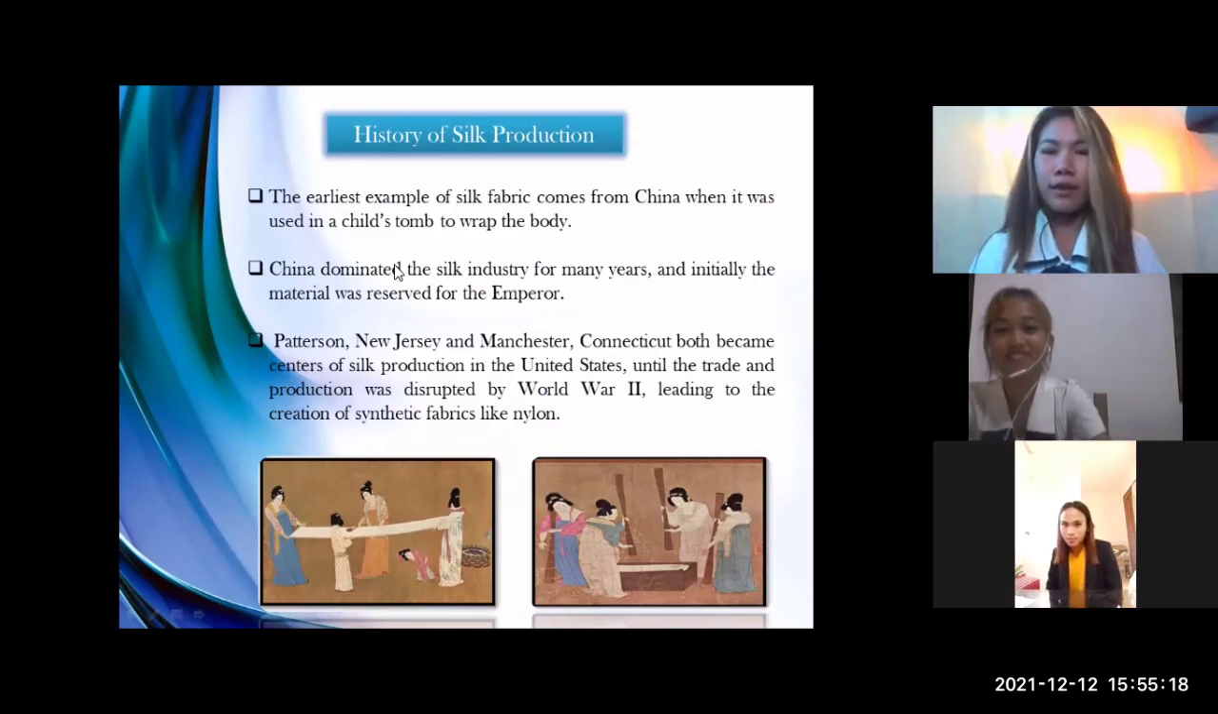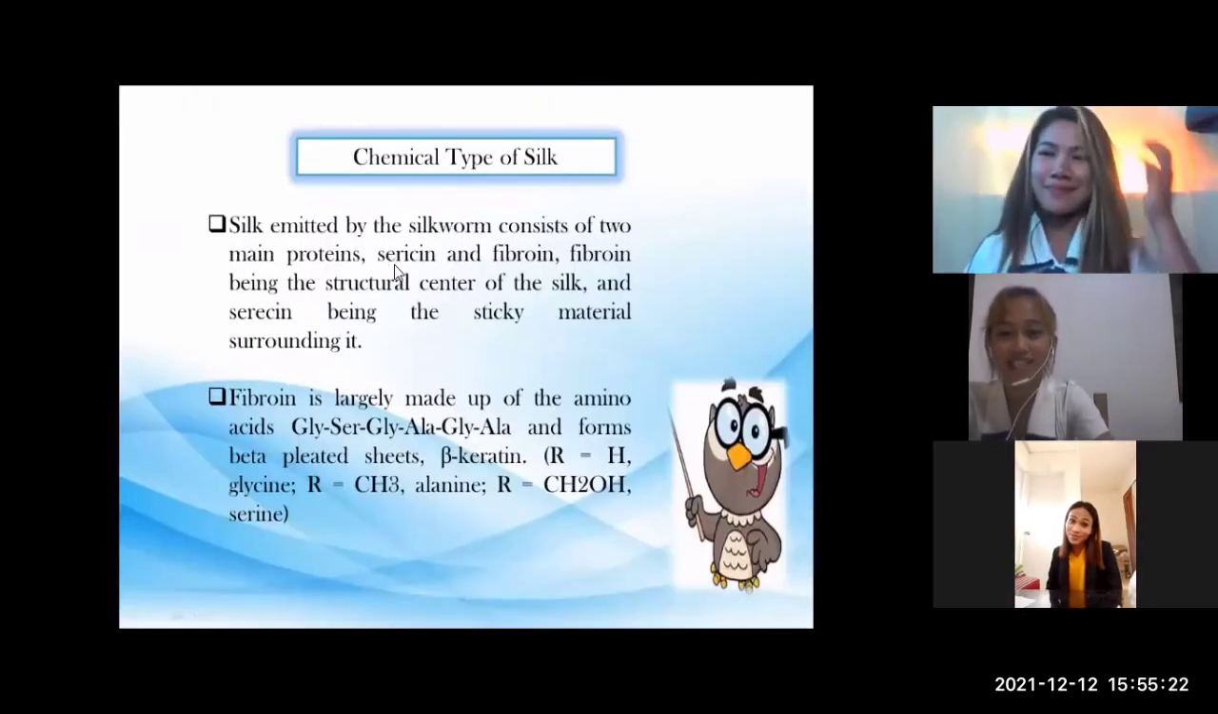Good afternoon once again. Since we all know the definition, the benefits, and the origin of the silk, now let's talk about it more for additional knowledge.